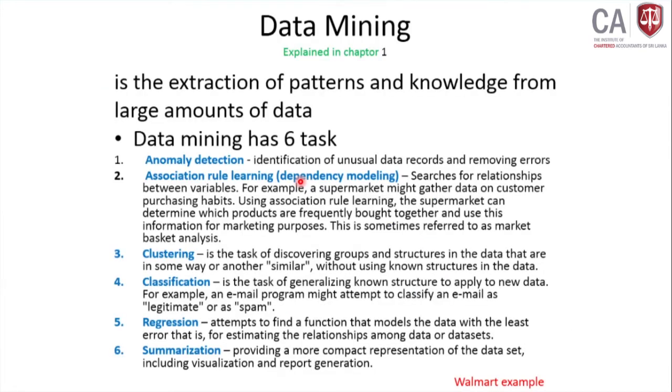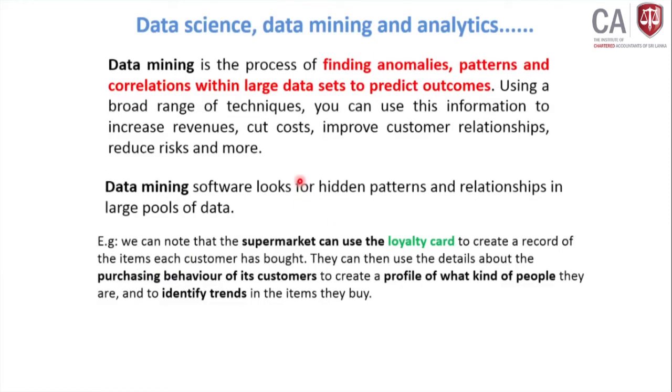Data mining. In an earlier slide we also talked about data mining having 6 stages. It's the extraction of patterns and knowledge from a large amount of data, which includes anomaly detection, association rule learning, clustering, classification, regression, summarization. If you want further explanation, you can refer to the previous slide on data mining, then you can get more detail about data mining. So we'll move to the next slide.